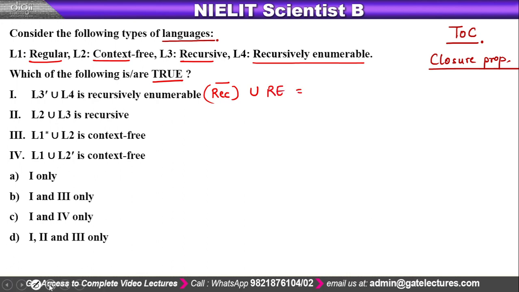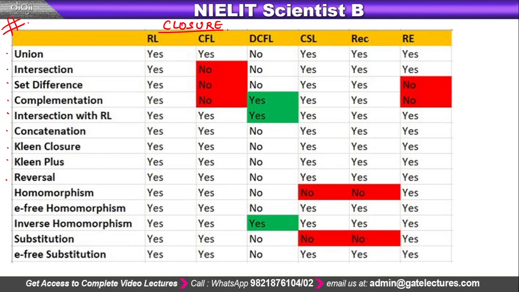Now from this table we can check for recursive. If you look at recursive, this is your recursive and this is complementation. So this is your recursive and complementation. Okay, what is it? It is yes. What does yes denote?